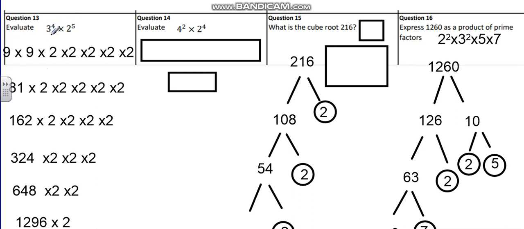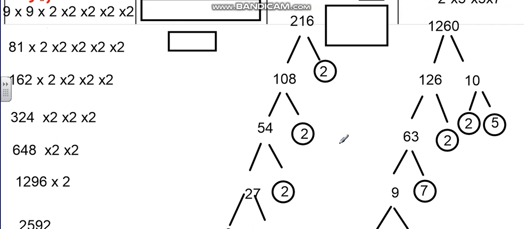So this one, 3 to the 4, well I thought, well actually 3 to the 4 is actually 3 squared times 3 squared, and 3 squared we know is 9, so I've started by saying, well that's 9 times 9 times 2 times 2 times 2 times 2 times 2, which is the 2 to the 5. Well 9 nines we know are 81, and now all I'm going to do is keep doubling. So 81 times 2 gives me 162, and 162 times 2 gives me 324.